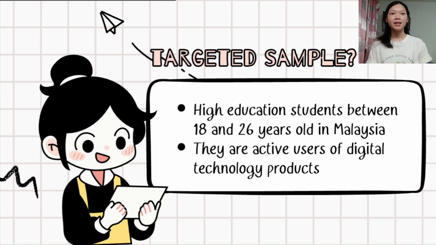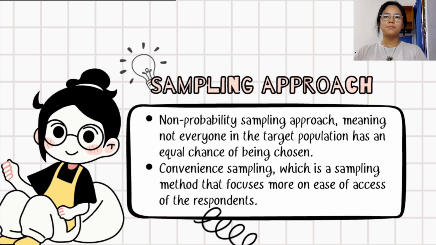Our project target sample is higher education students between 18 and 26 years old in Malaysia, and they are active users of digital technology products. A non-probability sampling approach means that not everyone in the target population has an equal chance of being chosen. In our study, we adopt the convenience sampling, which is a sampling method that focuses more on ease of access of the respondents.